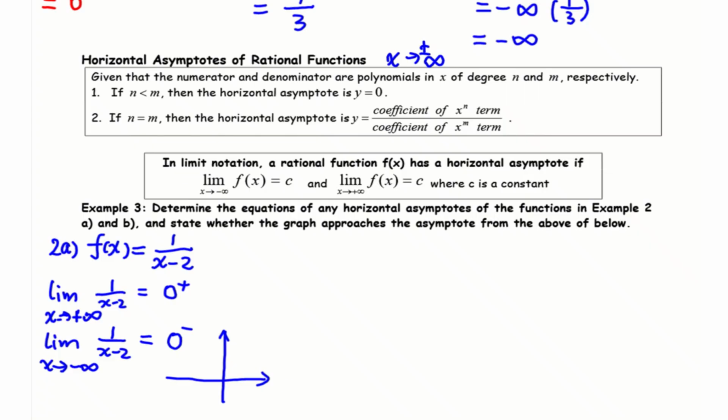What it means is this is our x, this is our y. The horizontal asymptote is y equals 0. If it's positive infinity, it approaches from above. If x approaches negative infinity, the y value is negative, so it approaches 0 from below. So this is what it means: it approaches the asymptote from above or below. Okay. So this is above. This is below.